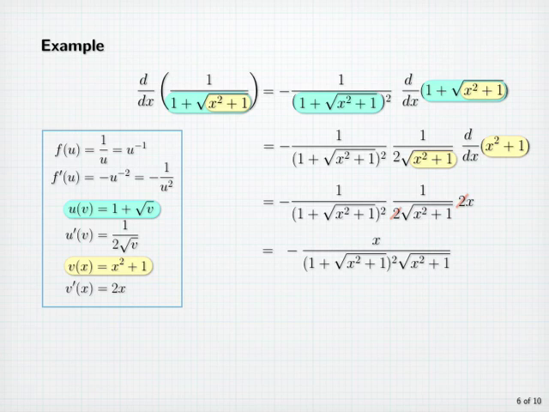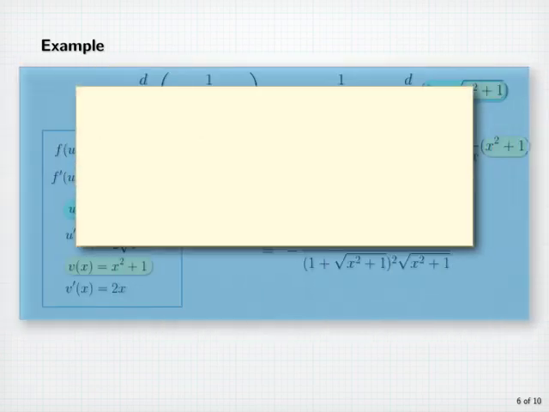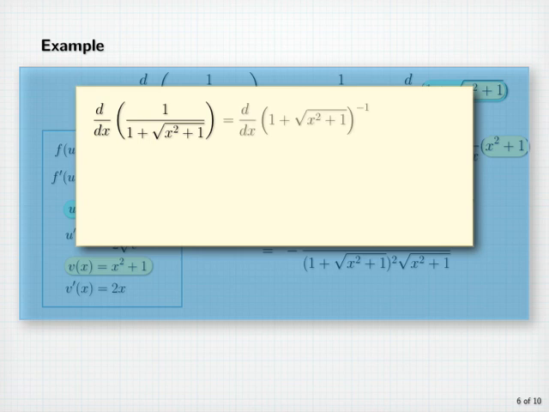Now again, let's just look at this in its simplest form. To take the derivative with respect to x of 1 over 1 plus the square root of x squared plus 1, we first identify the outermost function here as being the reciprocal function, or u to the minus 1 power. Differentiate that function, writing minus 1 times u to the minus 2 power.